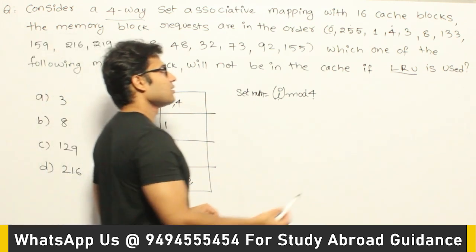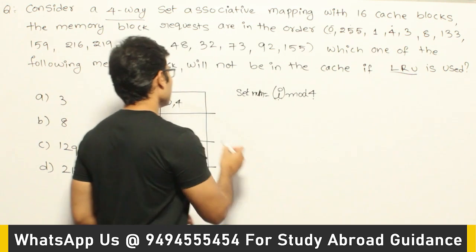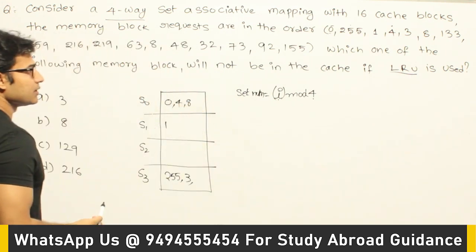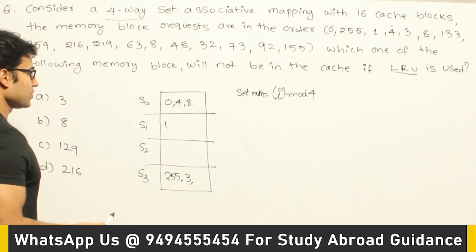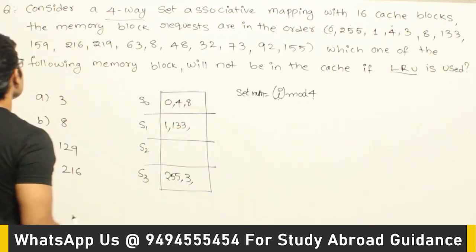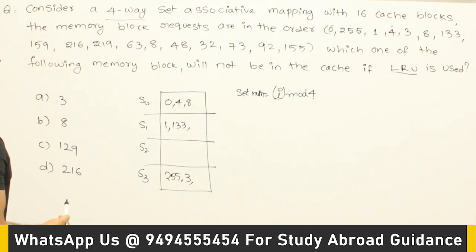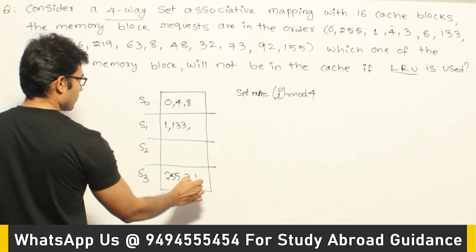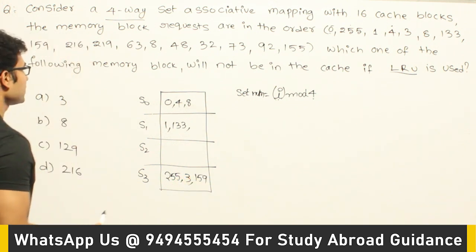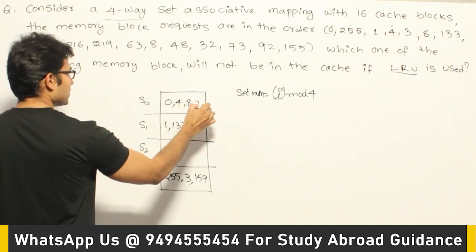And what about 8? Remainder is 0, therefore set 0. And what about 133? The remainder is 1, therefore 133 has to go here. And what about 159? So here the remainder is 3 again, so it is 159. Okay, what about 216? The remainder is 0, therefore 216 has to be here.